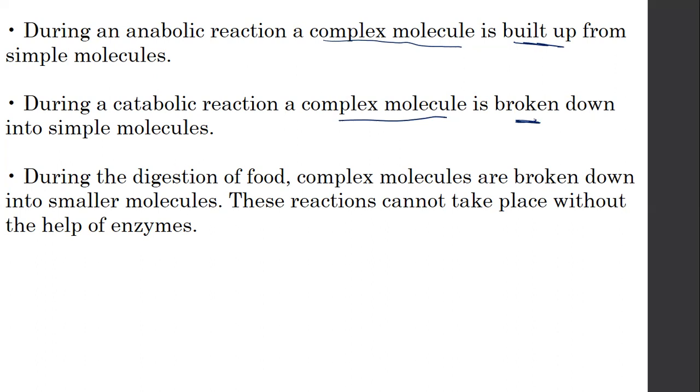So do not forget, I repeat, catabolic and anabolic are both called metabolic. These two types of reactions, kata and ana, take place where? In the living cell. And remember, enzymes may be involved during these types of reactions, anabolic and catabolic.